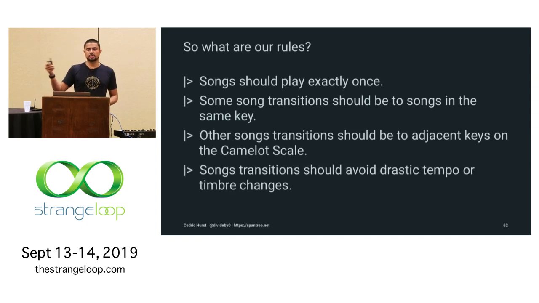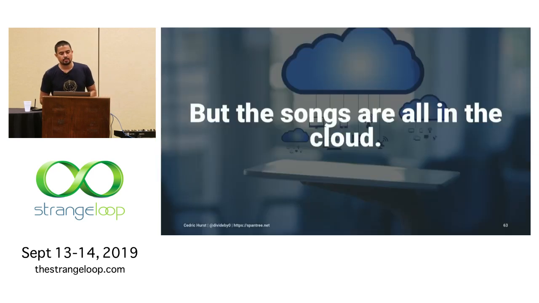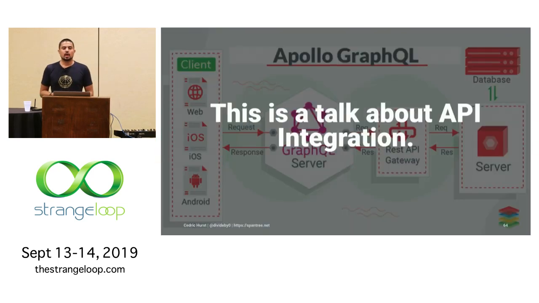And song transitions should also avoid drastic tempo changes or timbre changes as well. You want to gradually shift people from one mood into another, generally. But all the songs are in the cloud. So this is a talk about API integration.